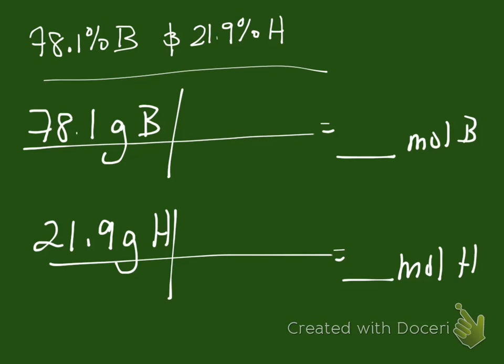Okay, so units in the next square to cancel. Grams of boron. Up here, moles of boron. 1 mole of boron is how many grams of boron? Who's swift with the periodic table? 10.81 grams of boron, okay. And what do we get for moles of boron then? 78.1 divided by 10.81.